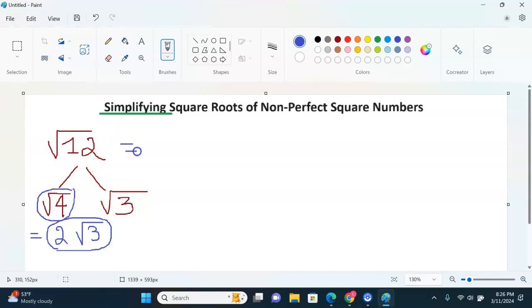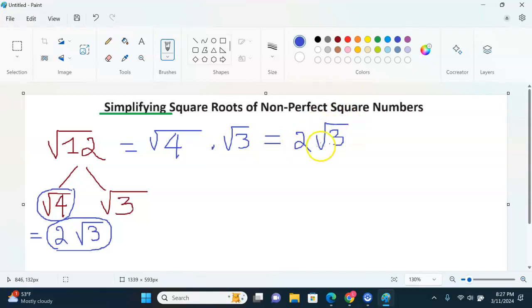If you don't like the tree method, you can also do the horizontal method instead of the vertical method. You can say, okay, 12, same thing. 12 is the same thing as square root of 4 times the square root of 3. All right, and square root of 4 is a perfect square number. So square root of 4 is equal to 2. And all you have left is 2 times the square root of 3.